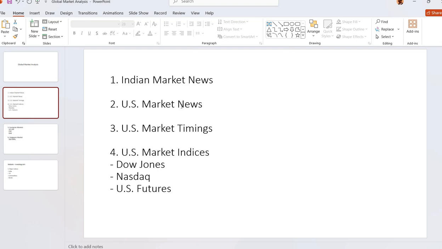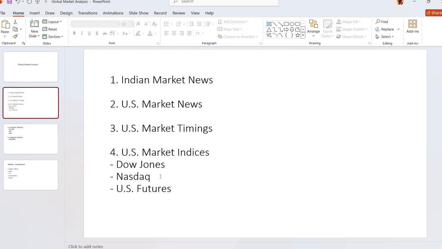The Indian market timings are from 9:15 a.m. to 3:30 p.m. Coming to the US market, the timings are from 8 p.m. to 2 a.m. The US market opens after Indian markets close. In US markets, we need to follow mostly US market indices, that is Dow Jones, Nasdaq, and futures as well. Nasdaq belongs to the IT sector.